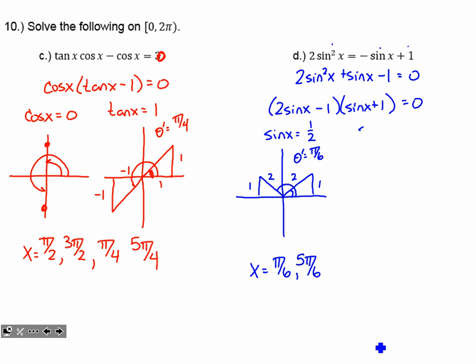Second factor says, where is sine x equal to negative 1? That's saying where is it all negative height? And the only place that can happen is down here when x equals 3 pi over 2.